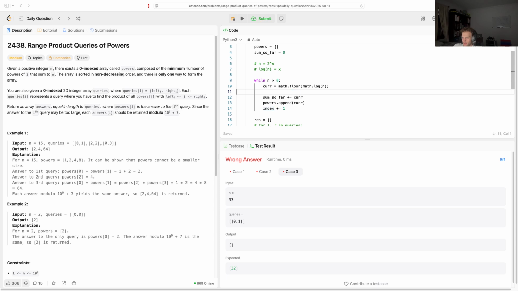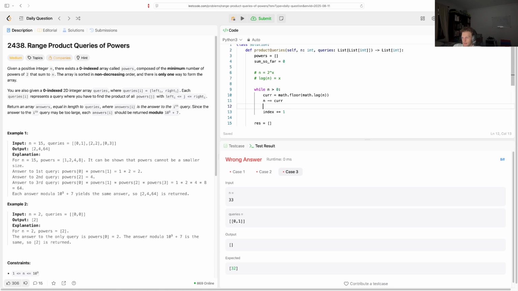Okay, and then n minus equals square. And then powers dot append. Let me see what else we got here. So then, what do we do next? What is index? I don't think it's necessary anymore. And then also sum so far I don't think is necessary.